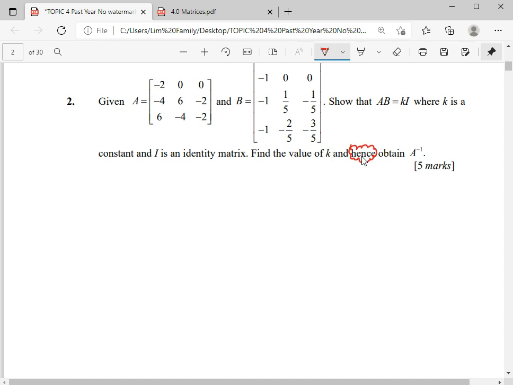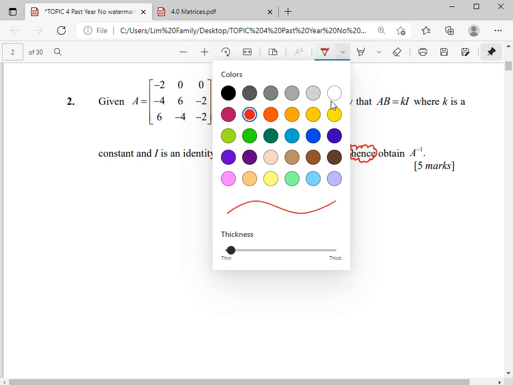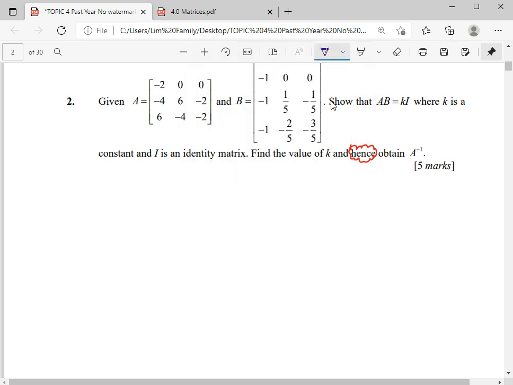When you have a question involving the keyword "hence", it means that everything we want to do for the next task has to relate back to the information before. So first of all, we have to show the first one. We have to do the multiplication. AB equals KI. We can see how many identity here, and how to write the working correctly. So we put our A times B. What is our A, and then times what is our B.